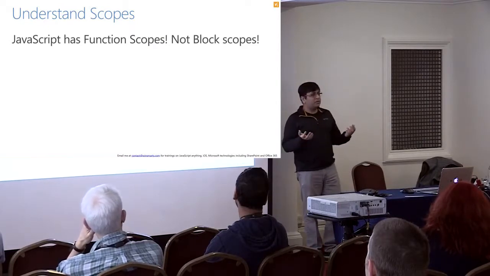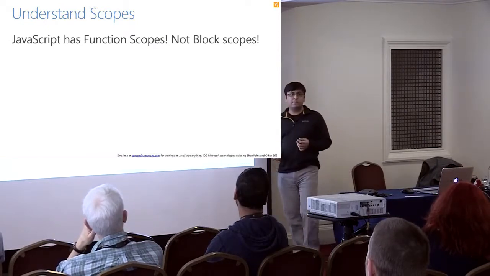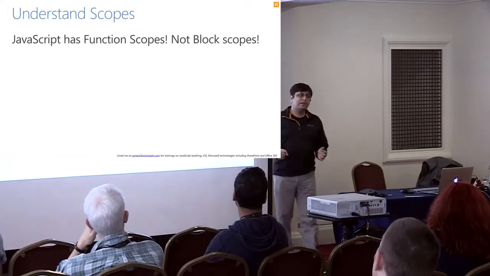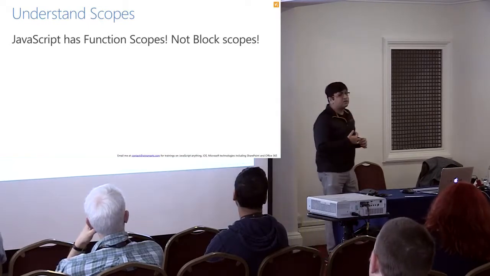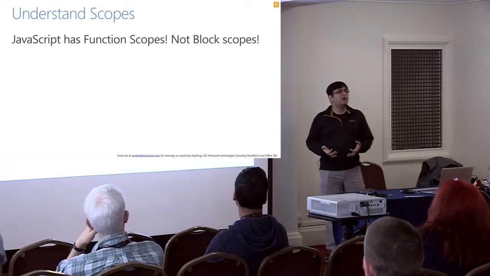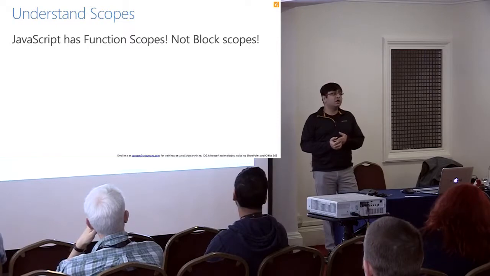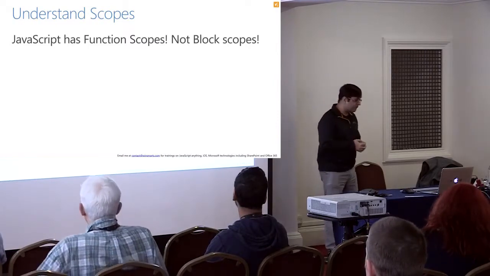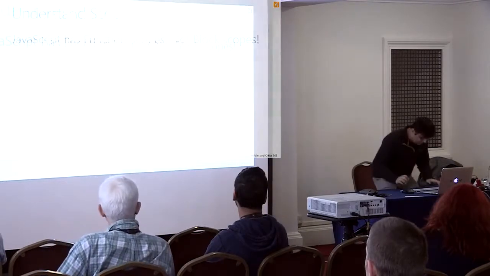Most other high-level languages, because a lot of people come into JavaScript with a background of C++, C#, Java, one of these languages. And then they start writing code for JavaScript, and just like C# has got block scope, we mistakenly think that JavaScript has block scope. JavaScript does not have block scope. JavaScript has function scope. What does that mean?